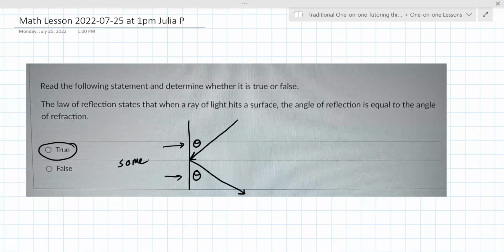Okay. Now, full disclosure, I'm not the expert, so it could be that one of these words isn't quite right, but that is the general idea here: the angle it comes in at equals the angle it goes out. Okay, so we can go with that.